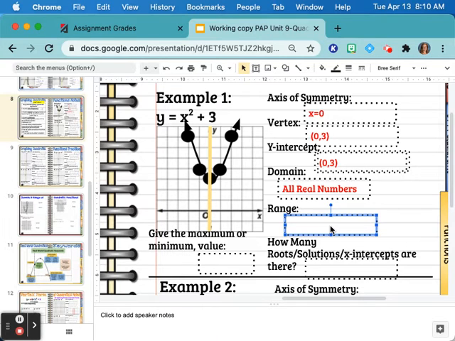And then our range is our y values. So we look at the y-axis and we see how far down we can go and how far up we can go. So the range would be going down. The lowest it can go is 3. And it goes up from there. So y has to be greater than or equal to 3.